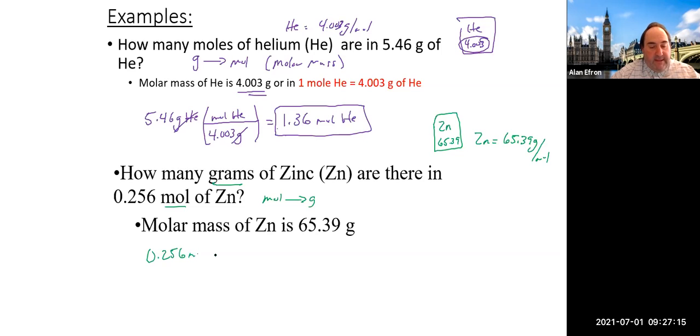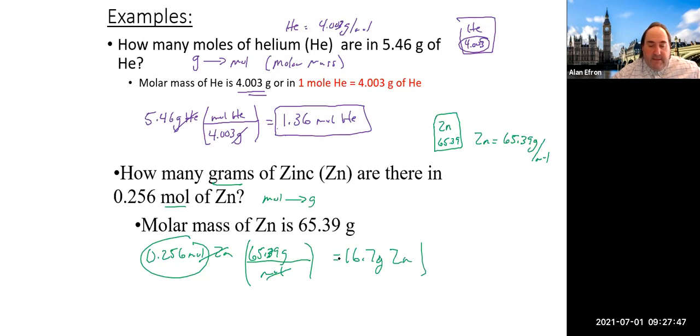Starting with our 0.256 moles of zinc, using our molar mass there, going to give us 65.39 grams per mole. Moles will cancel each other out, and looks like we will end up with 16.7, also 3 sig figs based off of this number, 16.7 grams of zinc in this case. Any questions on those two sort of calculations?